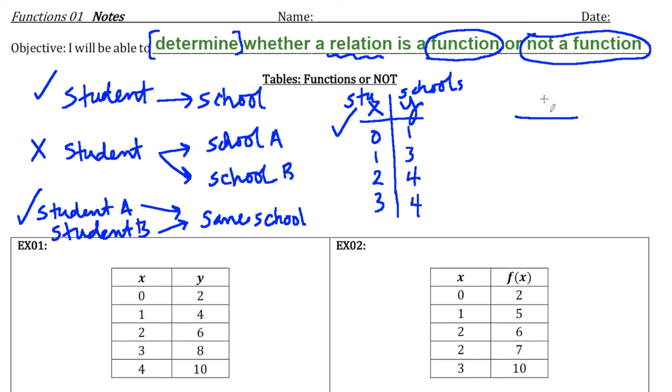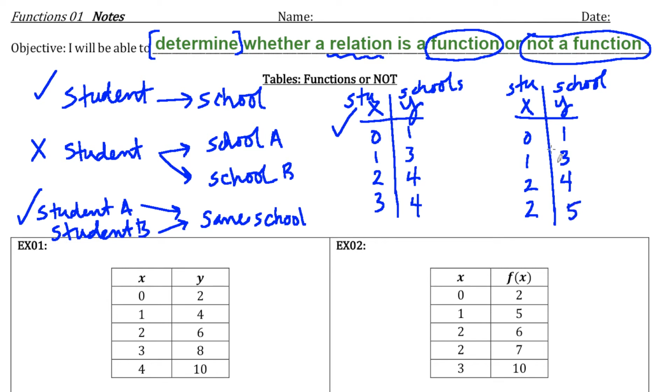But remember, these are the students, and these are the schools. Let's say we had student 0 go to school 1, student 1 go to school 3, student 2 go to school 4. Student 2 can't also go to school 5. Like, that's bad. So we are going to go ahead and dive into this.